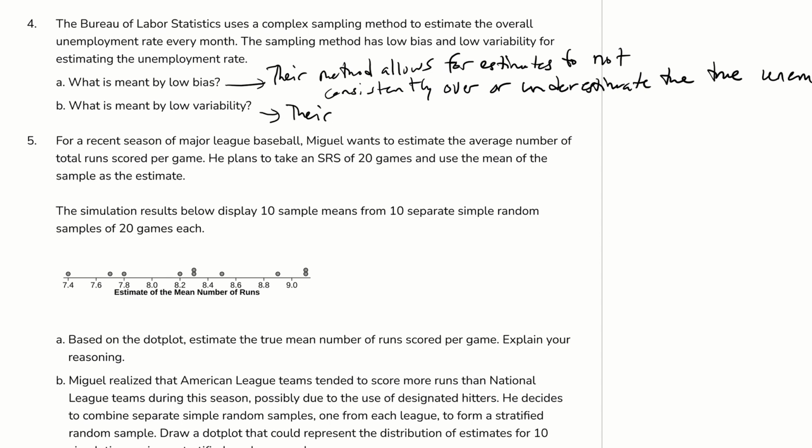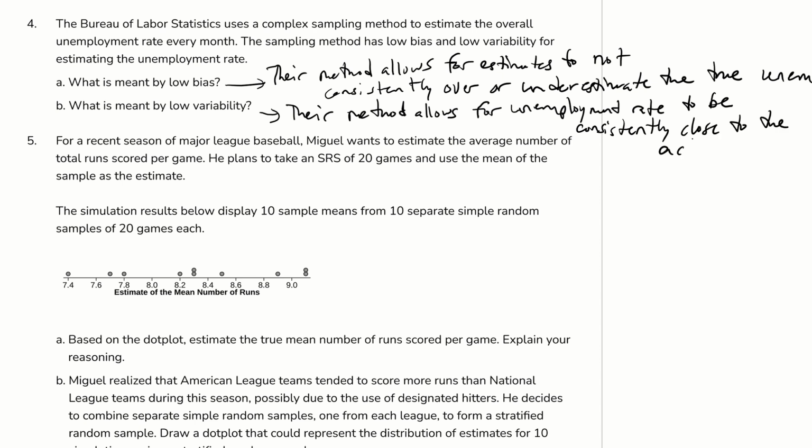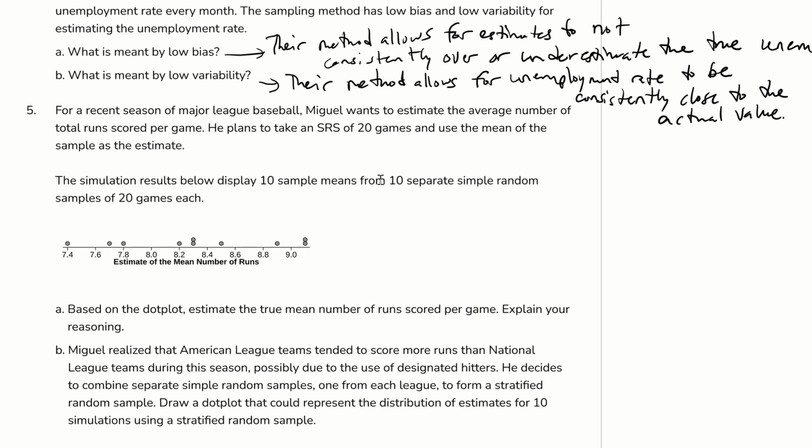So their method for low variability allows for the unemployment rate to be consistently close to the actual value. Okay, so those are two important concepts.